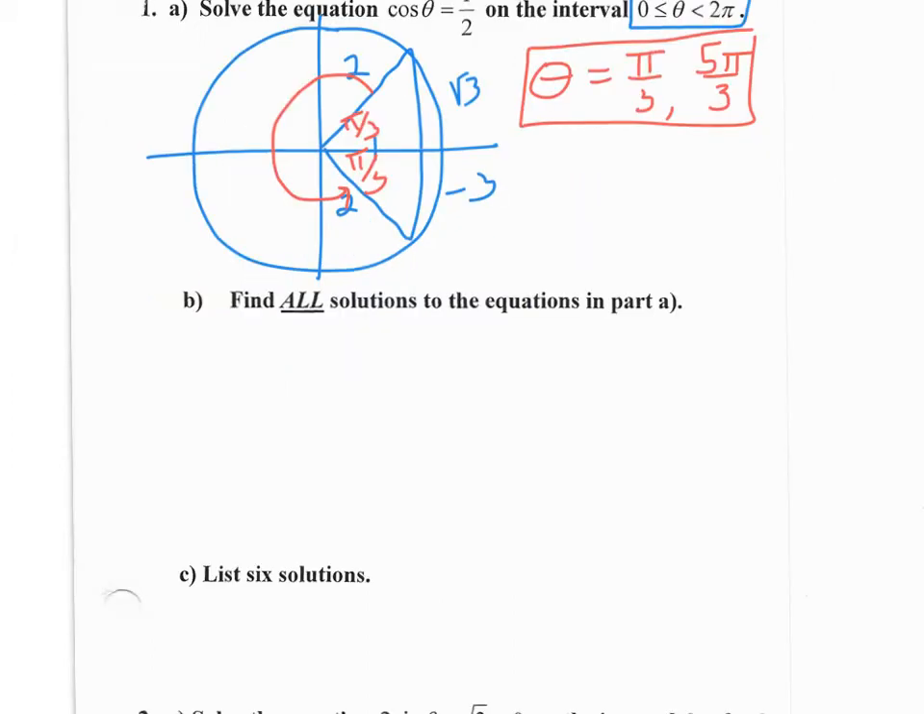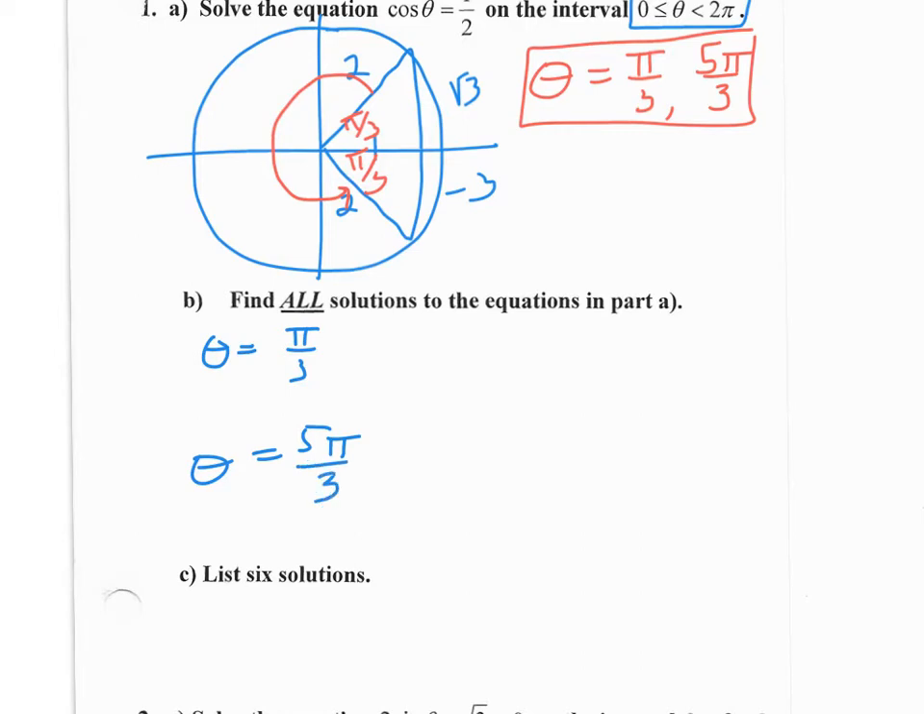Now, part B is still relating to the same question, but the directions are slightly different. It says find all of the solutions, meaning forever and ever to infinity. Okay, so now I'm not saying you have to stop at 2 pi. So you could start a list, right? You start listing them out, continue adding 2 pi's to them. But let's talk about a little new notation here. So I know that theta can be pi over 3, and I know theta can be 5 pi over 3.